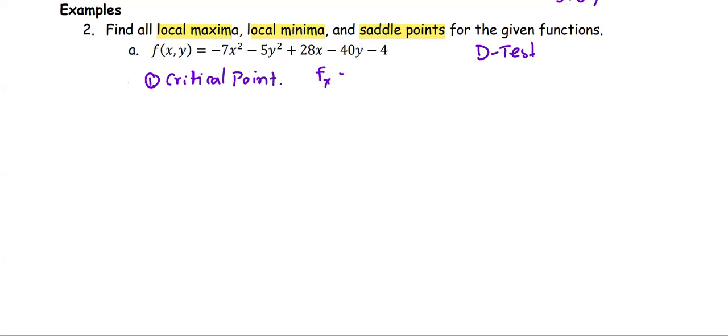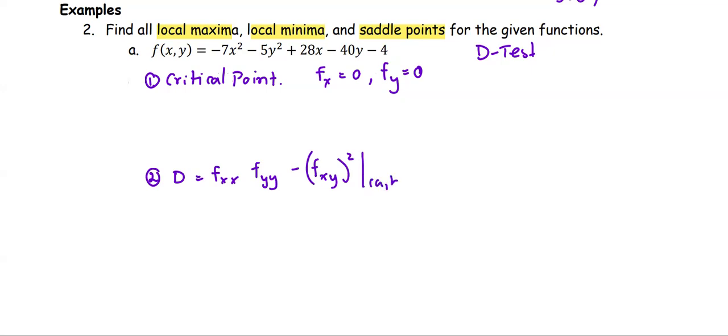Solving for x and y using the partial derivative of f with respect to x equals 0 and the partial of f with respect to y equals 0. And after that, we're going to find the quantity D from the second partial derivative with respect to x times the second partial derivative with respect to y minus the second partial derivative with respect to x with respect to y, quantity squared, at the point (a, b) that we're going to find from the first step.